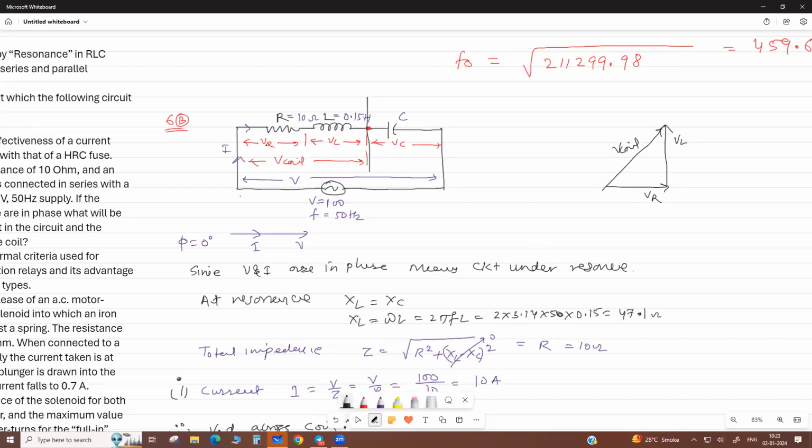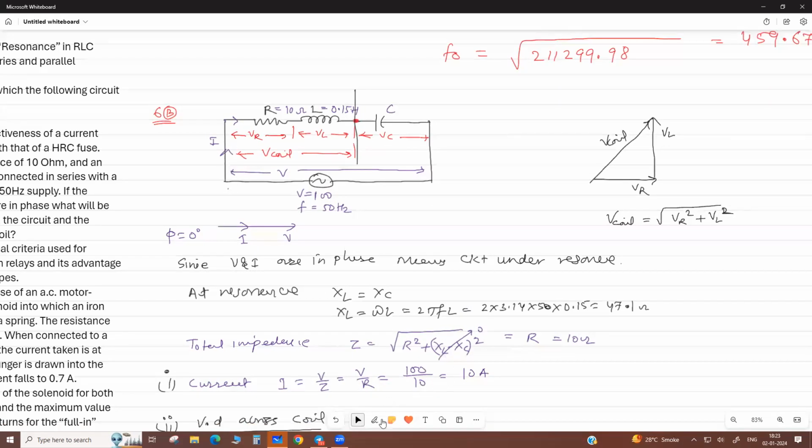First, you calculate VR and VL, then you calculate V across the coil. That is a vector sum. Please do not add VR plus VL; it is not an algebraic sum. This is a vector sum. You calculate by this. Or there is another method.